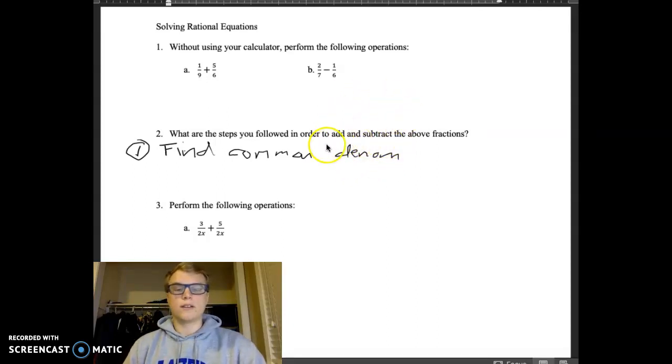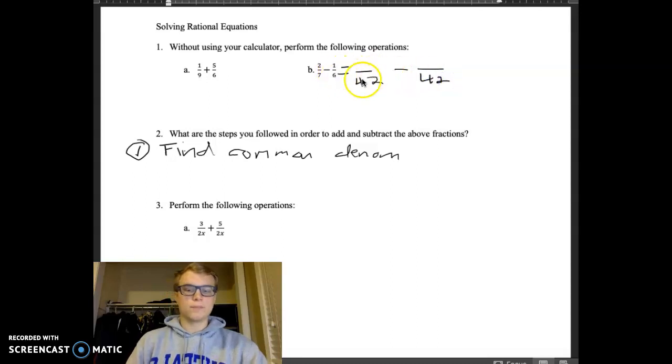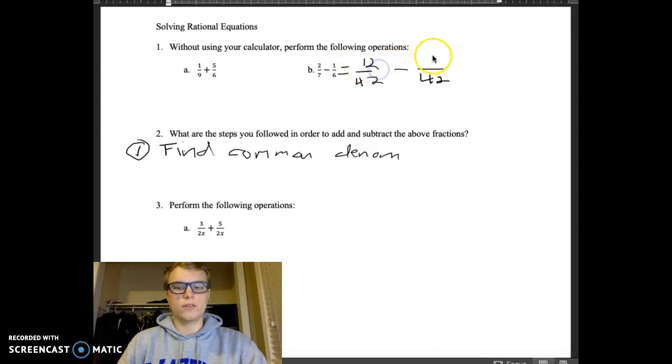To find the common denominator in this case, the easiest thing to do is multiply 2/7 by 6/6 and 1/6 by 7/7, because we'll get the bottom to be 6 times 7 for both of them, which we know is 42. Then we have 2 times 6 for the first one, so we get 12, and 7 times 1, which stays 7.